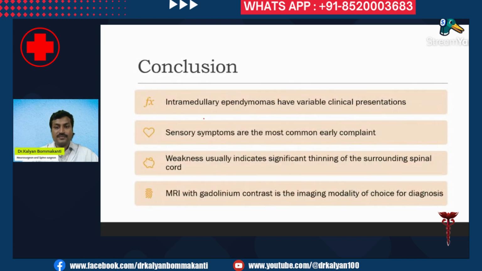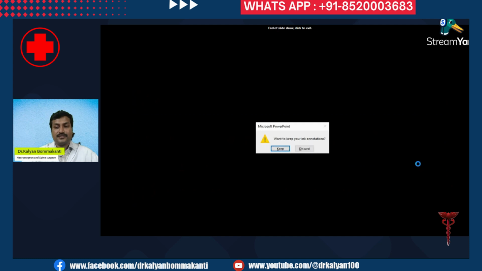So let me conclude. Intramedullary ependymomas have variable clinical presentations. Sensory symptoms are the most common early symptom. If the patient comes with weakness, it means there is thinning of the surrounding spinal cord. That is, the tumor is already large in size. It has been growing for a long time. Diagnosis is usually made with MRI with gadolinium contrast, but the definite diagnosis is made with biopsy during surgery.